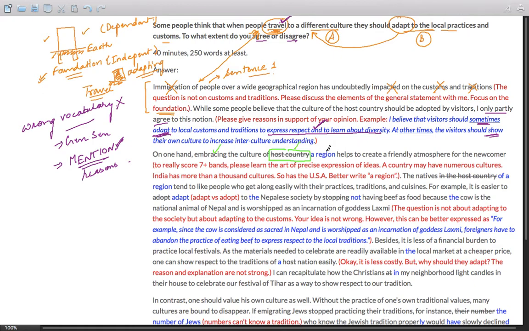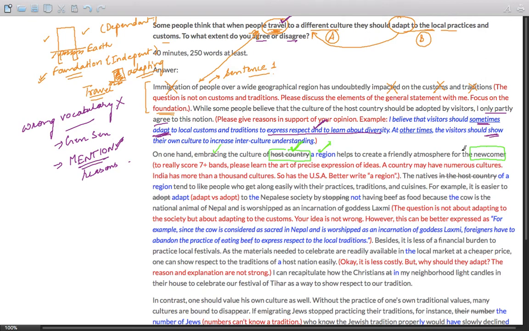So this is a difference between a seven band essay and a less than seven band essay. A seven band essay is very precise in terms of ideas, in terms of expression. So instead of writing host country, try writing a region helps to create a friendly atmosphere for the newcomer. The problem here is, okay, newcomer is fine. However, it is not as precise as a traveler or a foreigner, foreign visitor. So use the word traveler, visitor, to make ideas more precise.